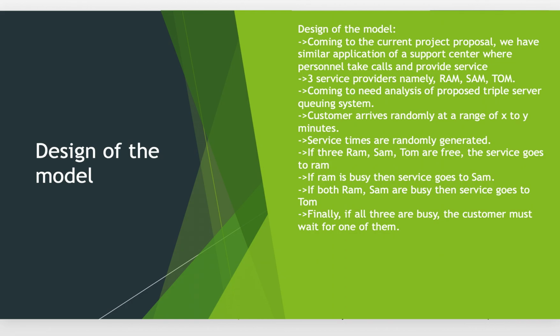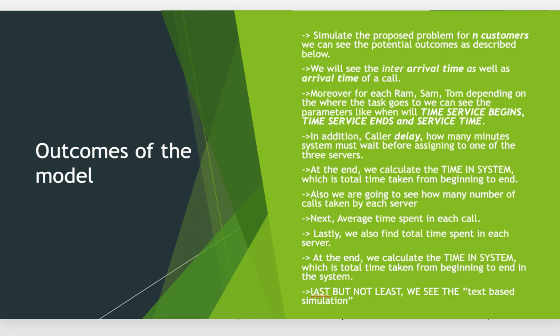Now let us see what the possible outcomes are if we simulate this model. We design this model for any number of customers. You can give 10 customers or 20 or 100 or 1000 or 10,000, it doesn't matter. We will see the inter-arrival times, which are randomly generated. Through the inter-arrival times, we calculate the arrival times through cumulative addition of inter-arrival times. And for each server, Ram, Sam, and Tom, depending on where the task goes, we can see different parameters like the time service begins, the time service ends, and the service times for each server.